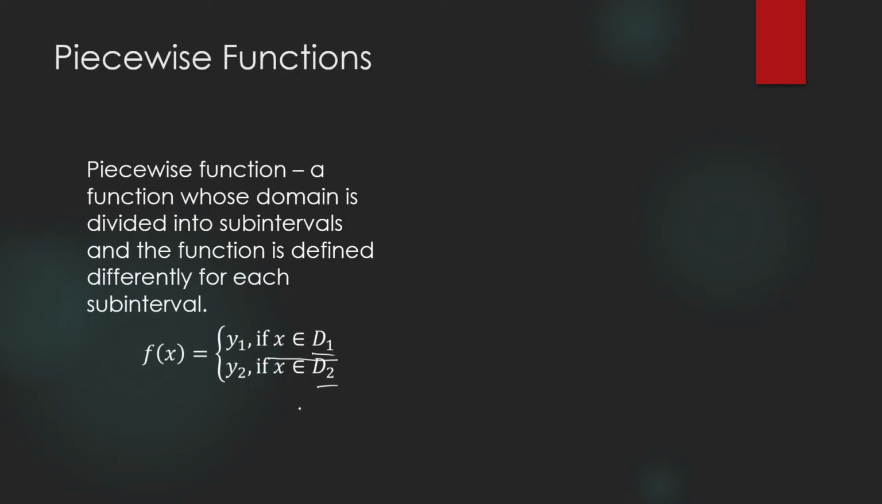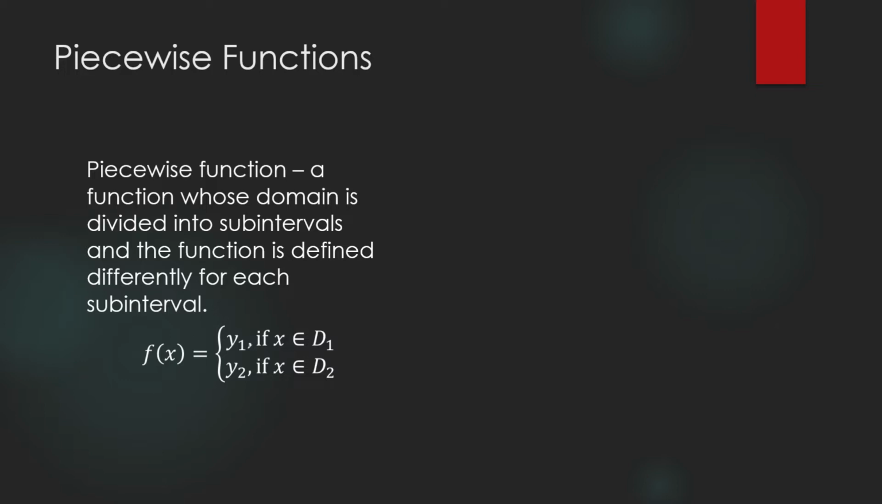is an element of this part of your domain, then we shall define your function accordingly. And then we shall define it differently when x is an element of a different subinterval. Sometimes we call such functions conditional functions. Why conditional function? Because we define the function according to the conditions that are met.